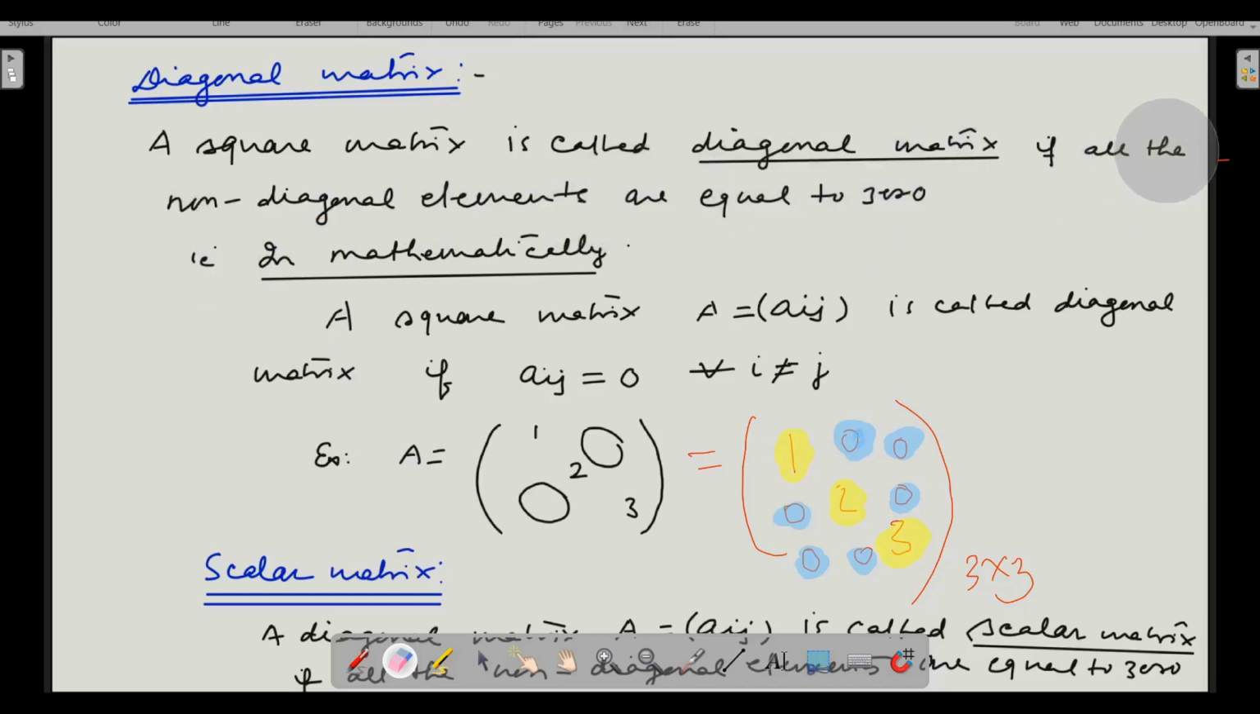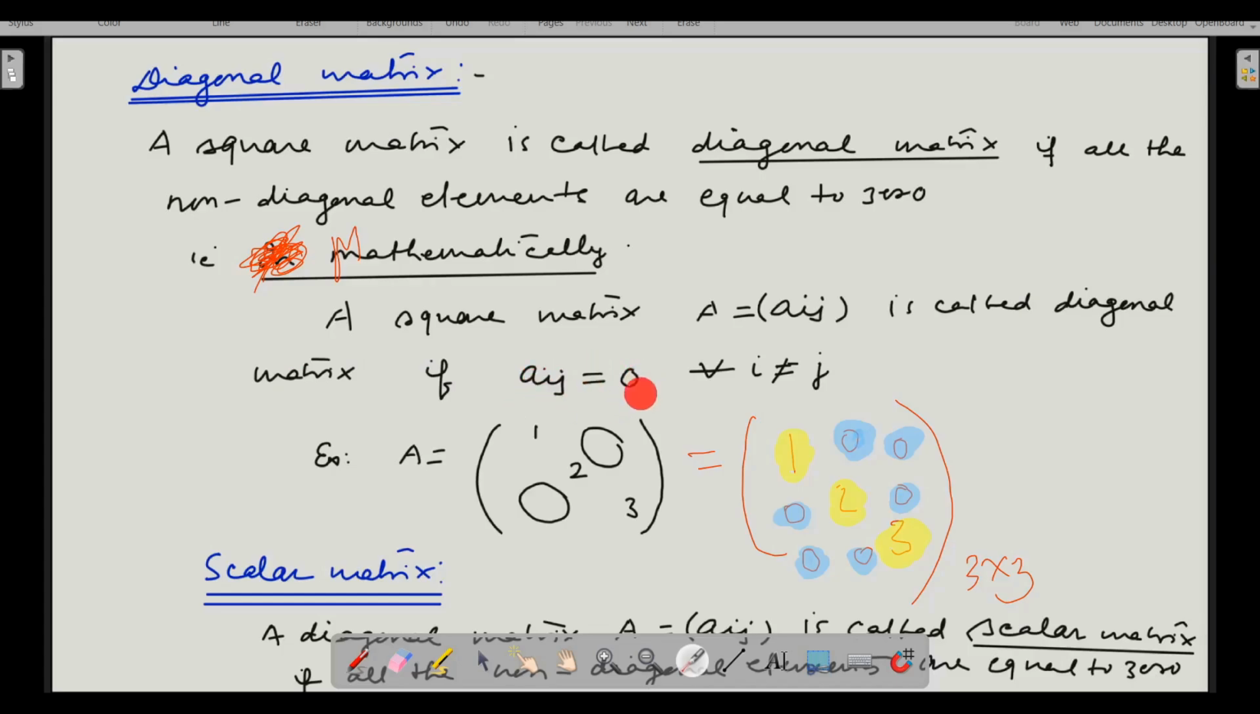Let me erase this line from here. Okay, so let us understand its mathematical definition. Mathematically, we can say that a square matrix A equal to Aij, where you can represent this capital A as Aij, where i is the row number and j is the column number. I have already told you that in the previous lecture. So a square matrix A equal to Aij is called a diagonal matrix if Aij is equal to 0.